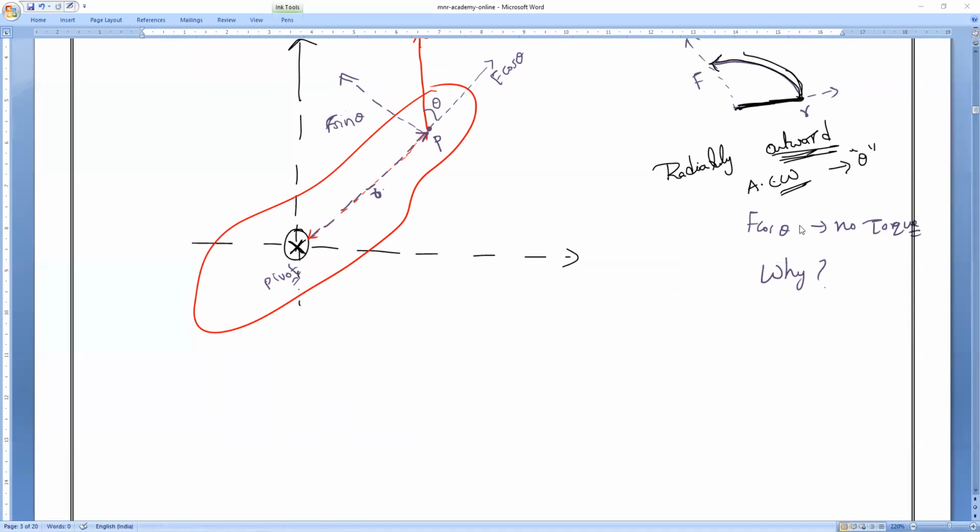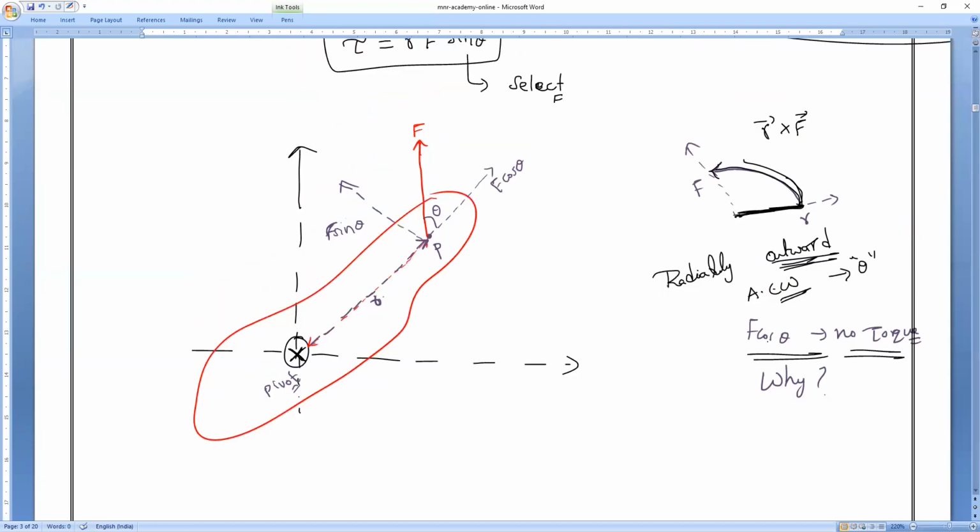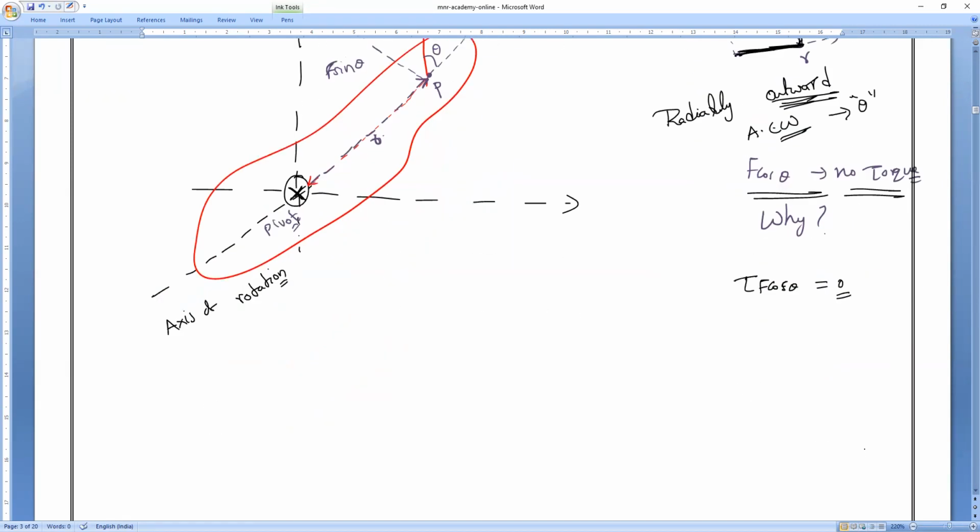Now, sir, why is F cos theta not producing any torque? All of you observe: F cos theta is passing through something, which we call the axis of rotation. Since F cos theta is passing through the axis of rotation, the torque produced by F cos theta equals how much, guys? Zero, because F cos theta is parallel to R.